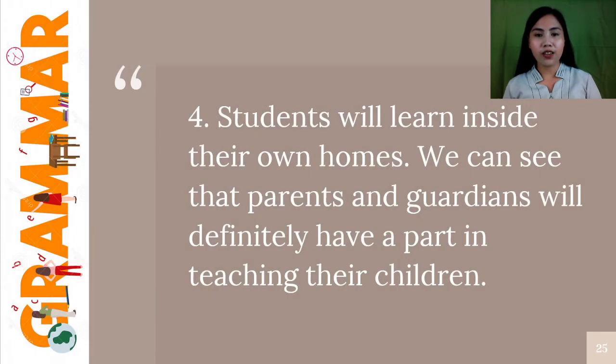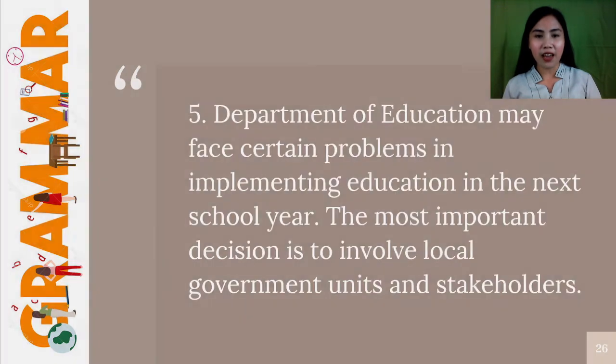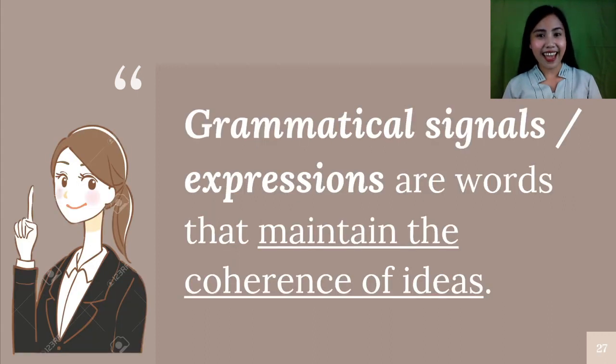Number 4. Students will learn inside their own homes. We can see that parents or guardians will definitely have a part in teaching their children. And number 5, Department of Education may face certain problems in implementing education in the next school year. The most important decision is to involve local government units and stakeholders. Yay! We're done with our learning task.